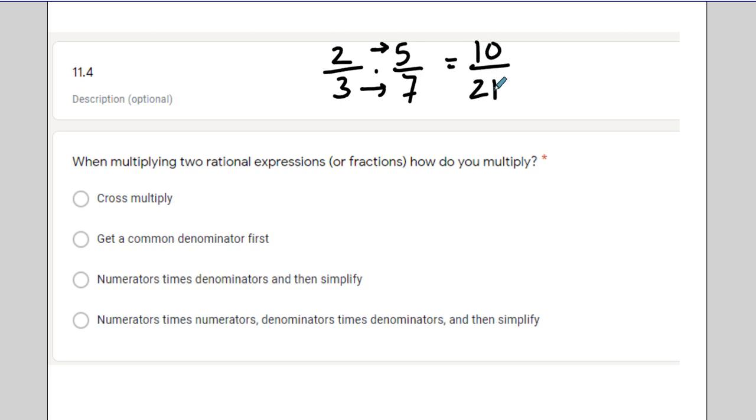So how do you do it? You multiply numerators times numerators, denominators times denominators, and then you look if you can simplify. 10 over 21 don't have anything in common, so that one's simplified. So it's the last option. Tops times tops, bottoms times bottoms, and then simplify if you can.